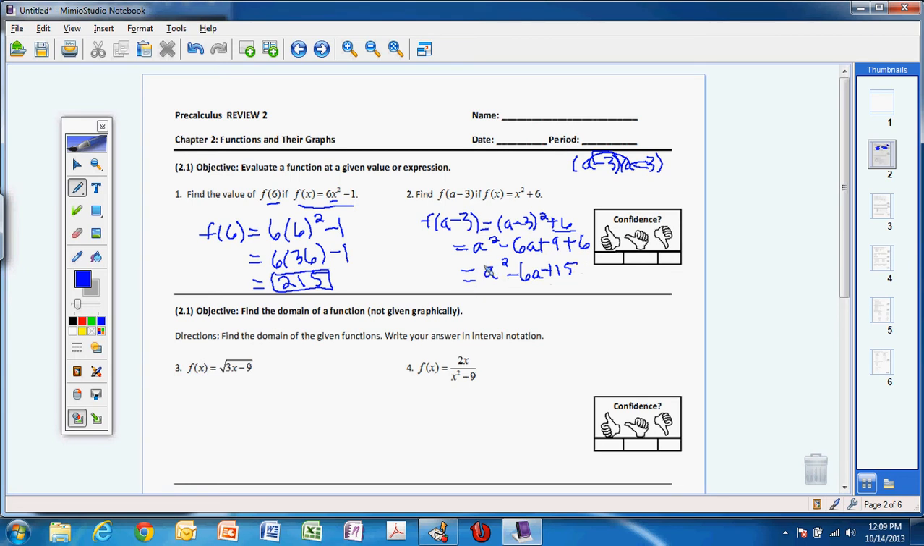And I can't simplify anymore, so the value of the function when x is a minus 3 is going to be a squared minus 6a plus 15. So hopefully we're doing okay. Confidence level is good on that one.